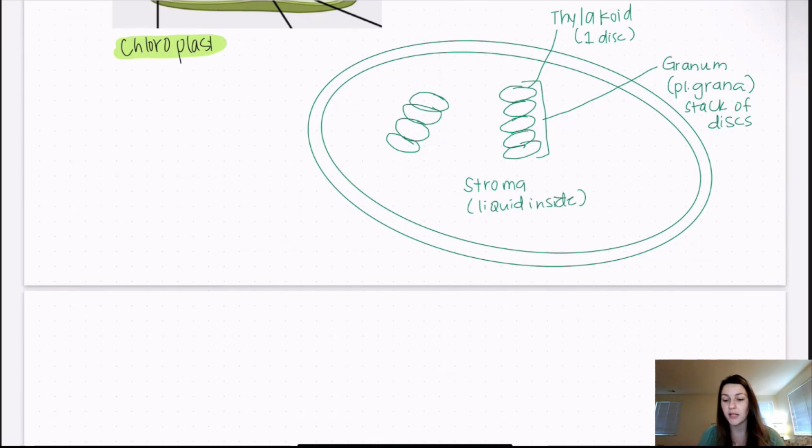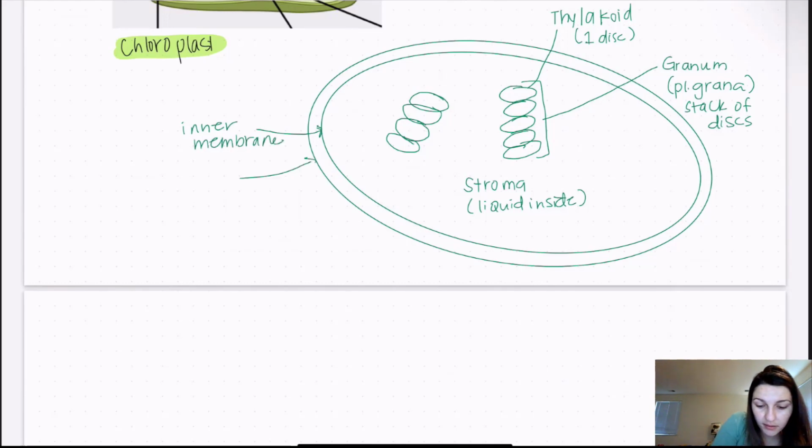Okay, so then we have the thylakoids, we have the grana, the stacks, and then we have the inner membrane of the chloroplast, and the outer membrane. That's chloroplast. Let me show you a better picture of what I mean.